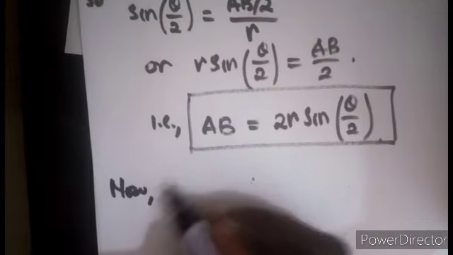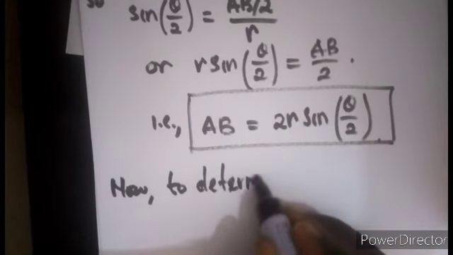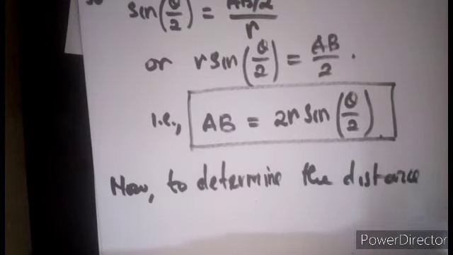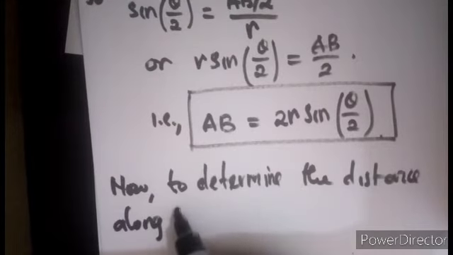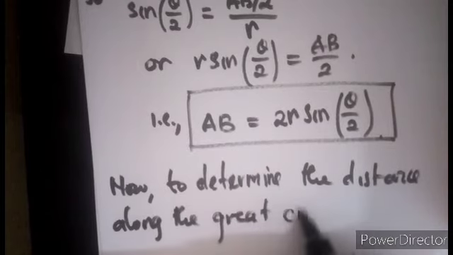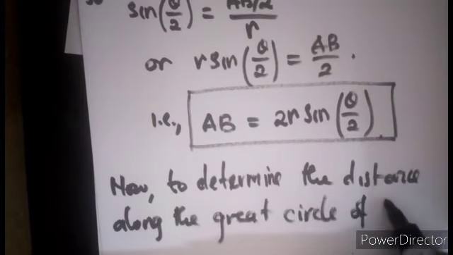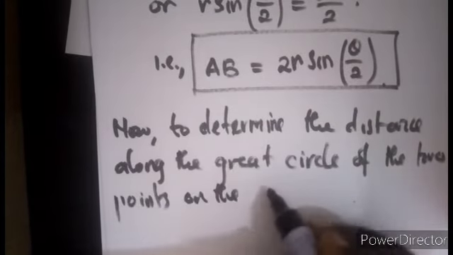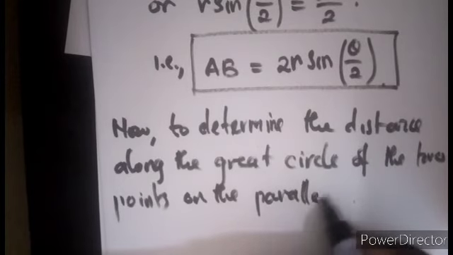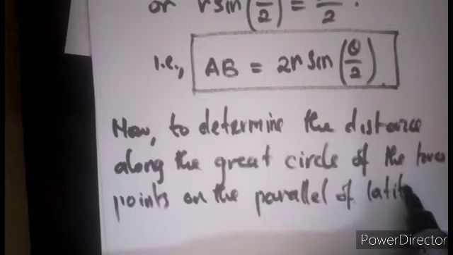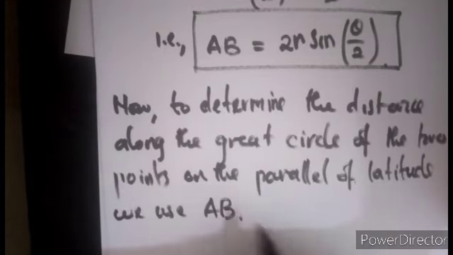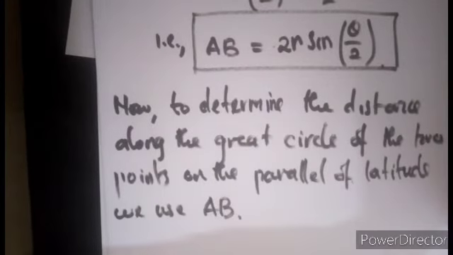Now to determine the distance along the great circle of the 2 points on that small circle, we are going to use this AB. How?